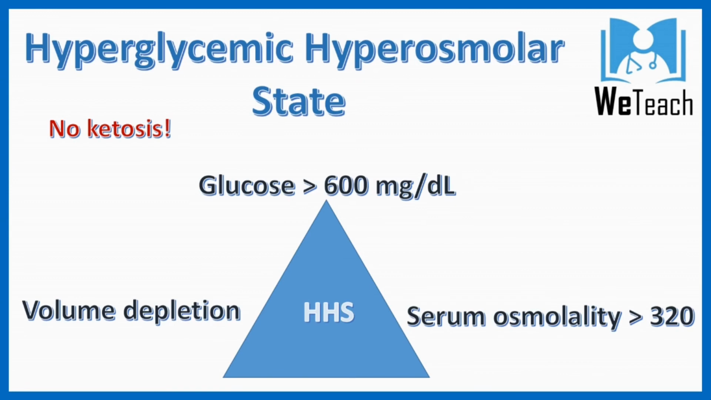And with this, you can differentiate between the diagnosis of DKA versus HHS in a diabetic patient presenting in the hospital. This is the criteria in the simplest terms.